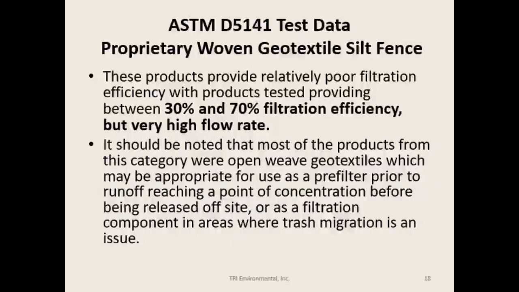Proprietary woven geotextile silt fence. This product category provides poor filtration efficiency but high flow rate. By design, the target use is for special conditions such as a pre-filter or as a filter to prevent trash migration without runoff impoundment.